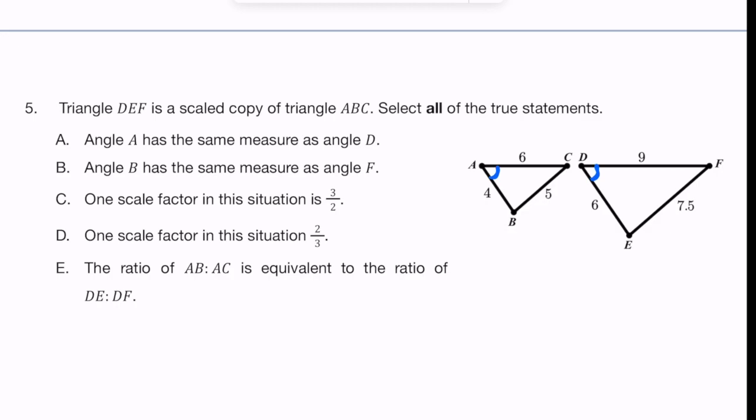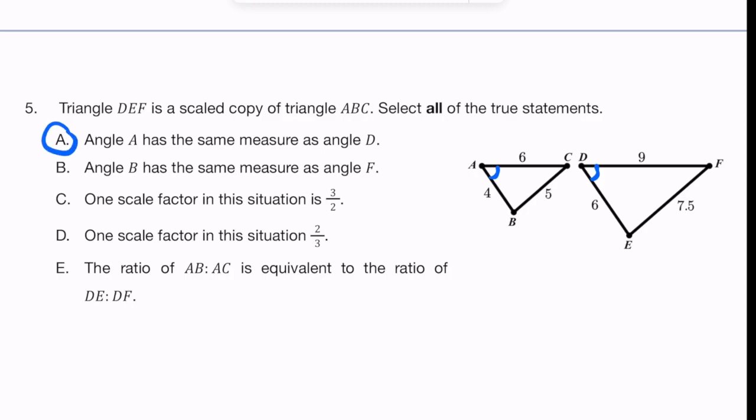If we know that these are scaled copies, we know that the angle measures that match up, or correspond, have to be the same. And when we look at it, we should see this. Even though the shape is bigger, this is open the same amount. So yes, this is going to be true. Those angles are going to match up.